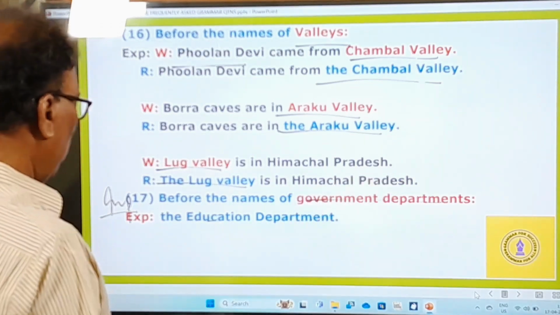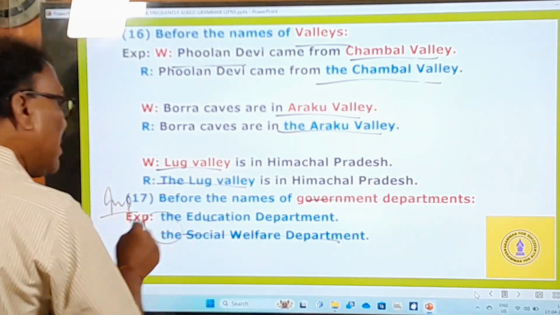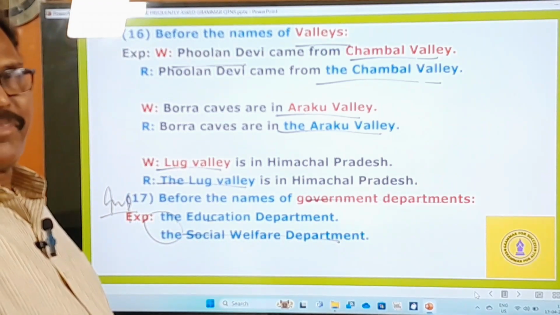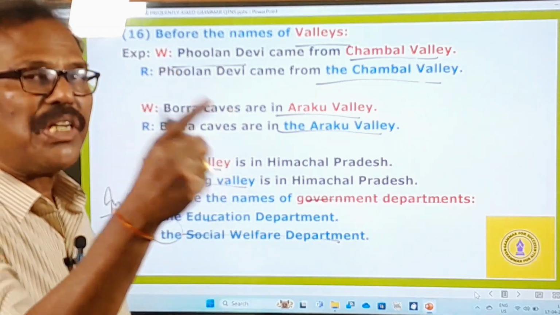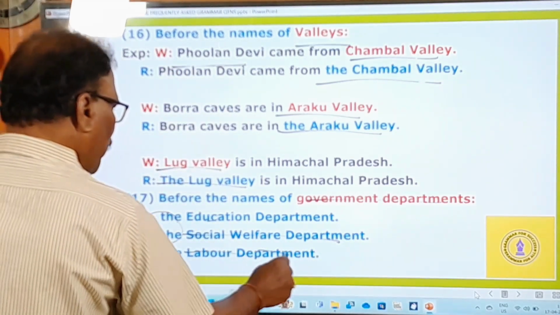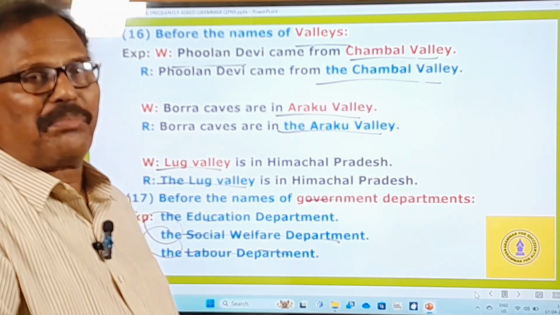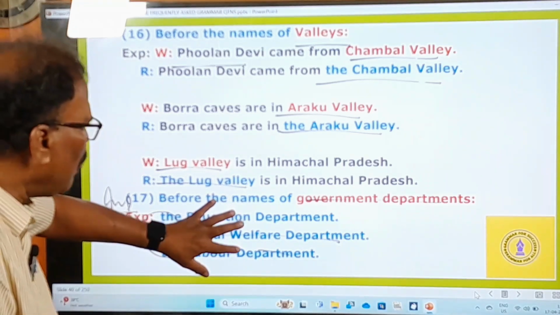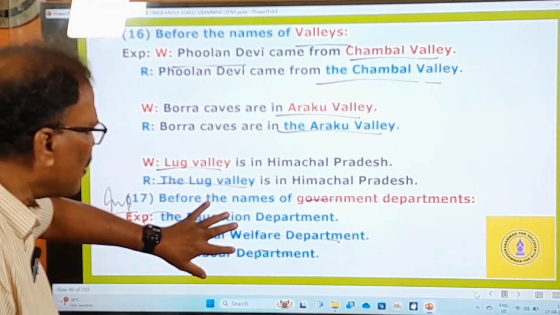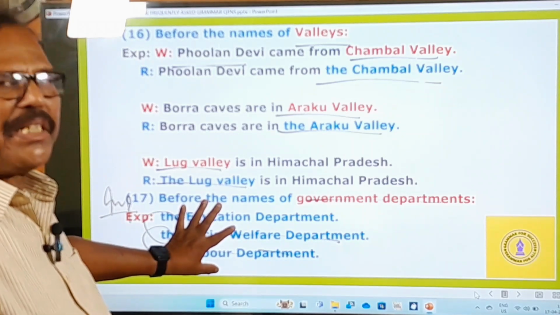Okay, the education department. So I have not written the complete sentence, but you can, because it is occupying more space. Okay, here the social welfare department. He worked in the social welfare department. Right. And last example, labor department. He retired from the labor department. So in this way, before all the government departments, we have to use the definite article. This is an important aspect. Keep it in your mind.